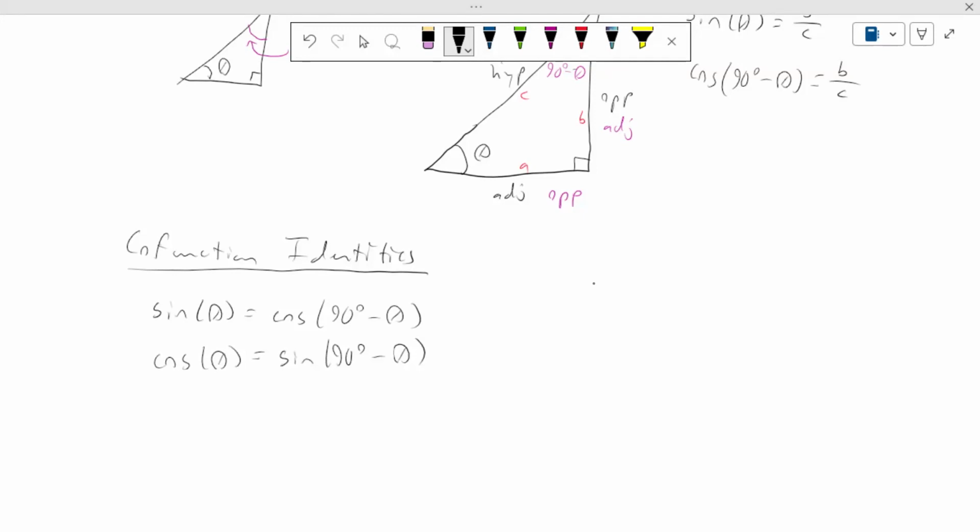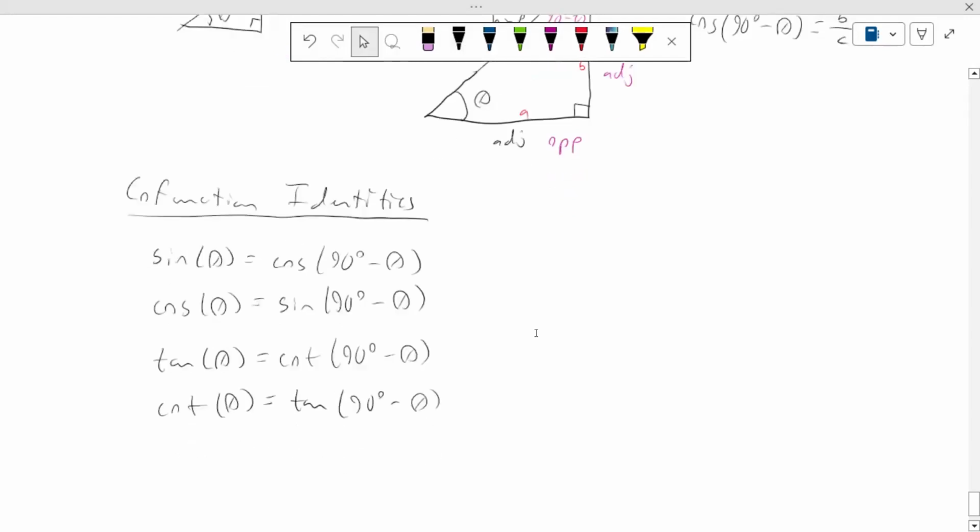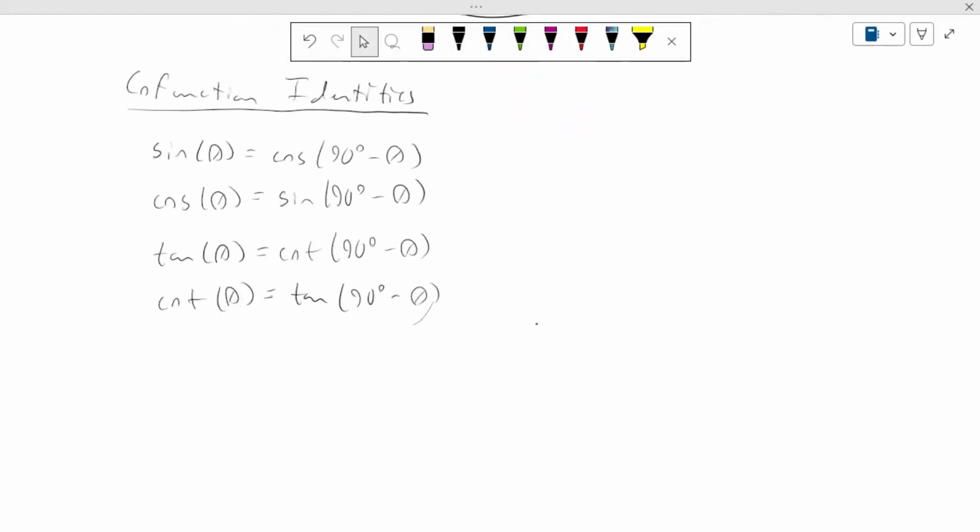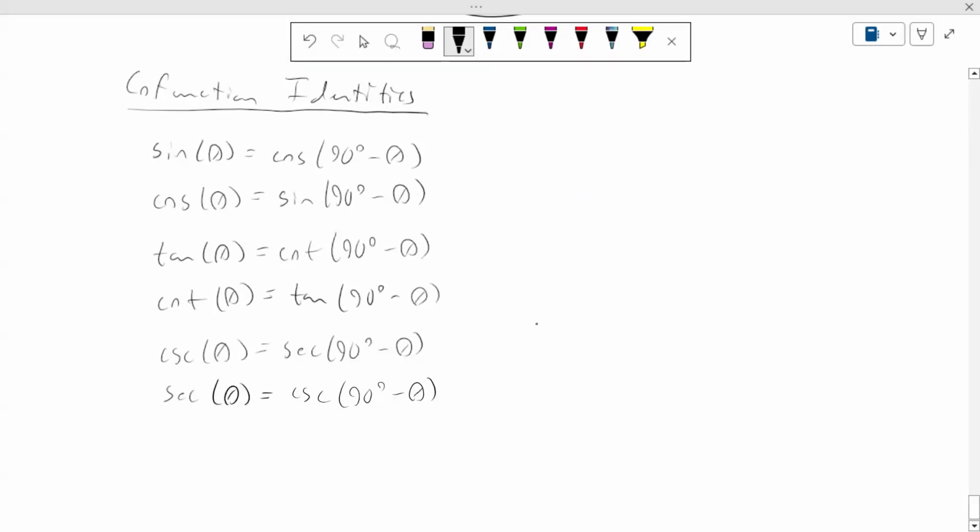We have tangent of theta. Its co-function is cotangent. And then cotangent of theta, its co-function is tangent. Again, you can look at the right triangle and you can prove this very easily. And then the last co-function identities are secant and cosecant, right? So I'll say cosecant of theta is equal to secant of 90 degrees minus theta, and secant of theta is equal to cosecant of 90 degrees minus theta. Okay, so now we have those co-function identities.